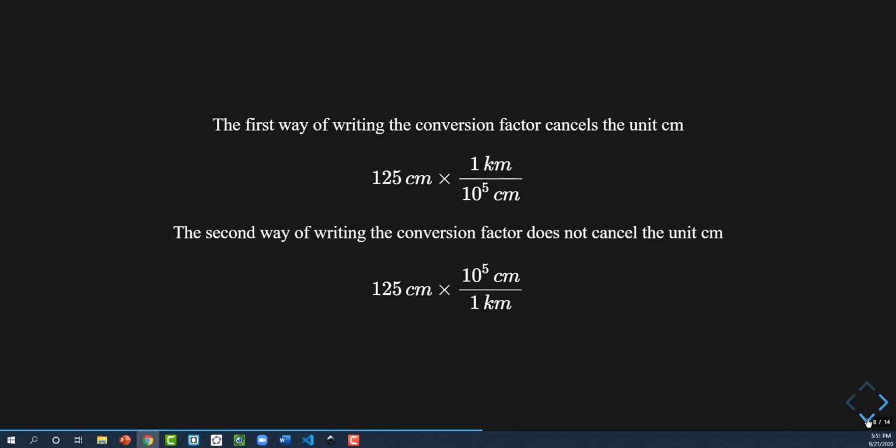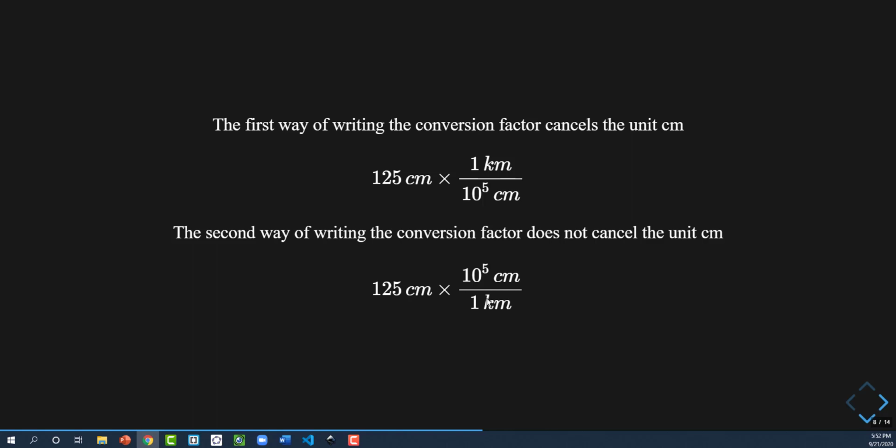One good way to start is to look at the two, at least in your mind's eye, and ask yourself which of these makes sense, without even looking at anything else. Does the first one make sense, that is, dividing by 10 to the 5th centimeters, or does the second one make sense, multiplying by 10 to the 5th centimeters per kilometer?